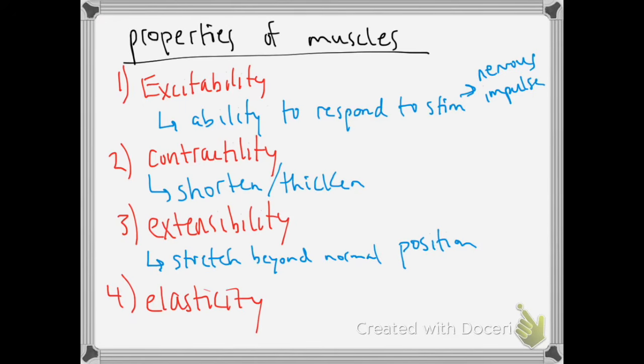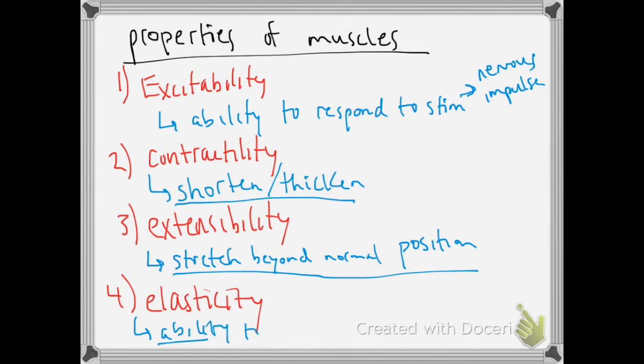And then elasticity. Think about a rubber band. It's elastic, so as you stretch that rubber band and you let go, it will pop back into place. So this is the ability to return to the original position. So if you're stretching beyond that normal position, we want to be able to return to the normal position, because then maybe we need to contract or shorten and thicken that muscle. So this is the ability to return to normal position. Let's see if I can get a picture of this since we don't have a video.